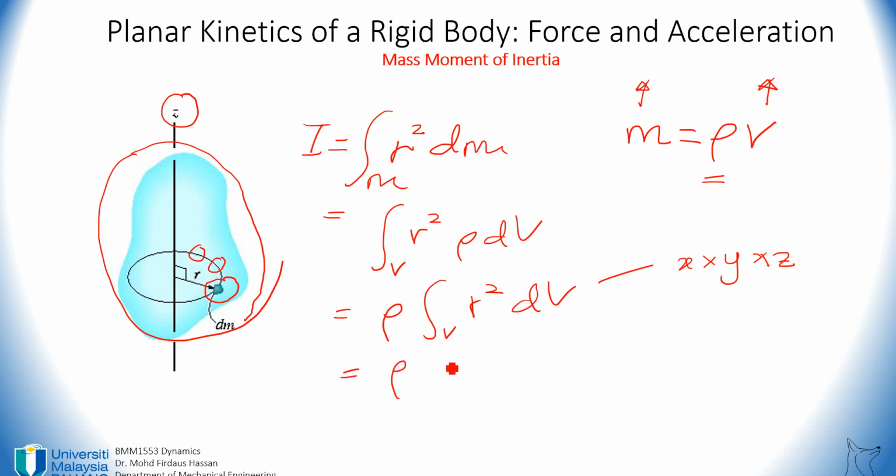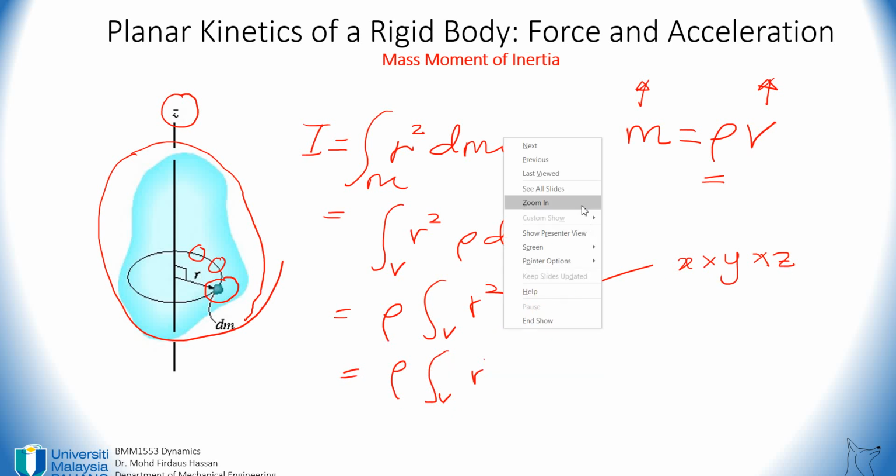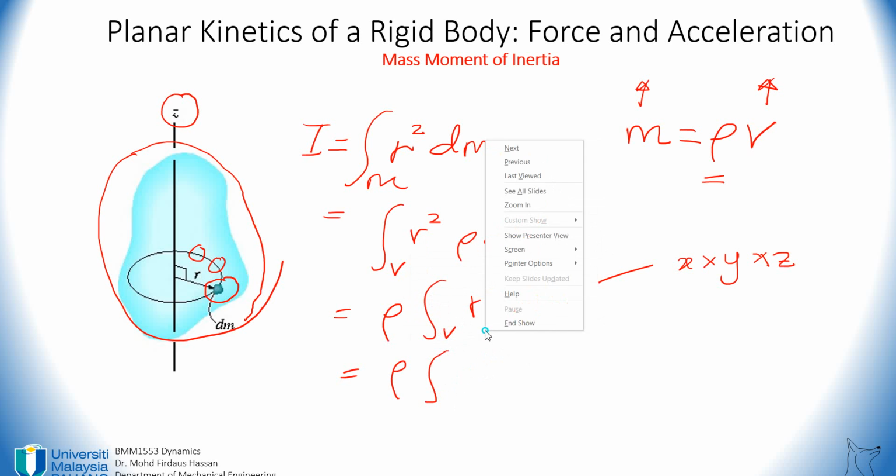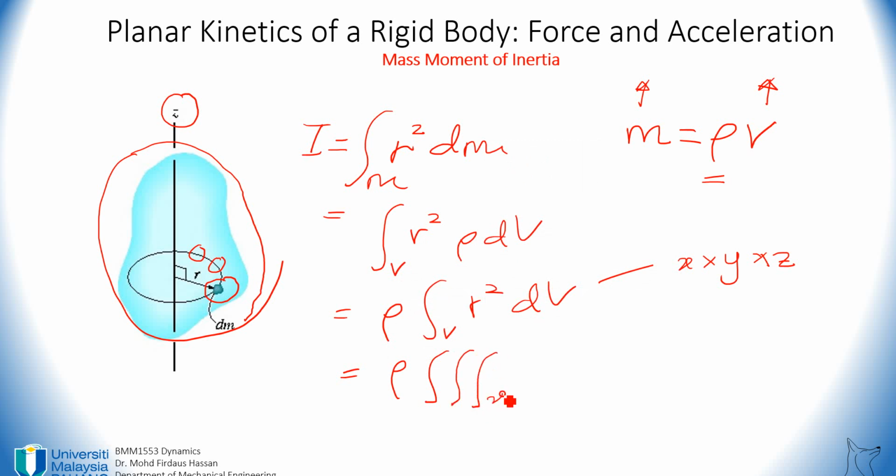Or in other words, it is not written in the books, but I will show you. So we integrate it, a triple integration. First, of course, with respect to x, second with respect to y, and the third with respect to z. But we can simplify this equation.